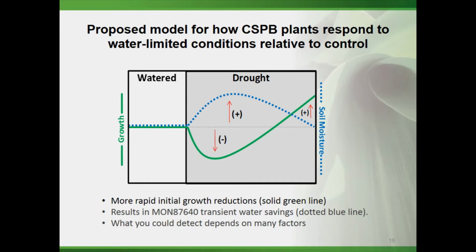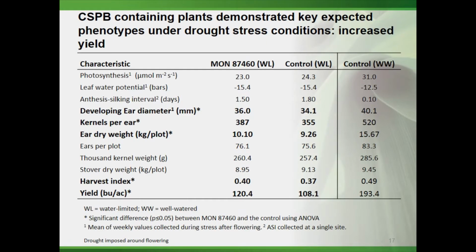So it's a rapid decline and then adaptation to the stress, and it continues to grow at a rate higher than wild type, eventually leading to the increased yield at the end of the season. Now, I just want to say that there are a lot of different things you can measure and a lot of different things you may miss.